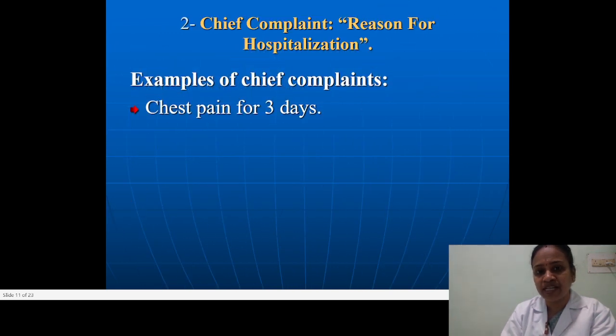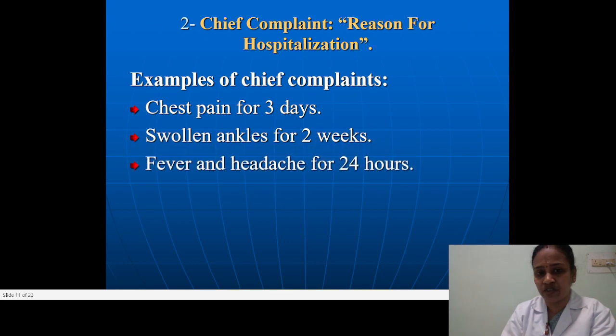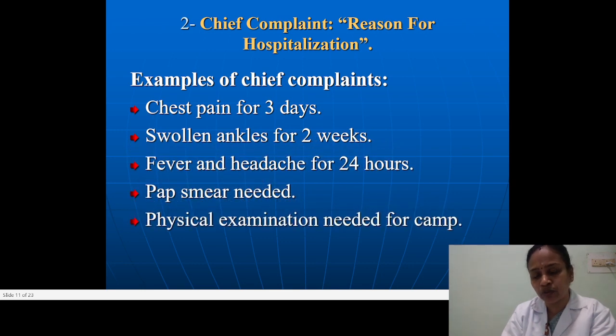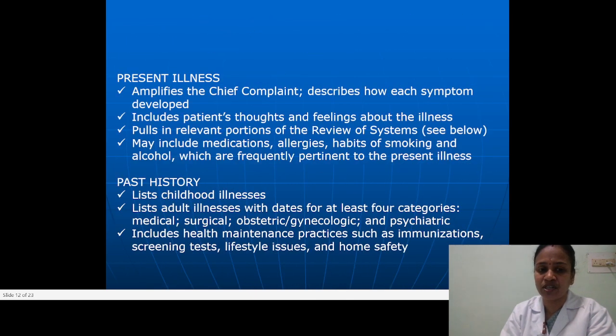Whereas in chief complaints, what is the reason for hospitalization? For example, the patient has come to you with chest pain. How many days ago, or when, had the chest pain started? What is the reason? Maybe the pain started when they lifted something, or they have swollen ankles which they have observed for 2 weeks, or they come with fever. All such things we need to assess from the patient. That is how we need to ask. That leads to the patient's present history.